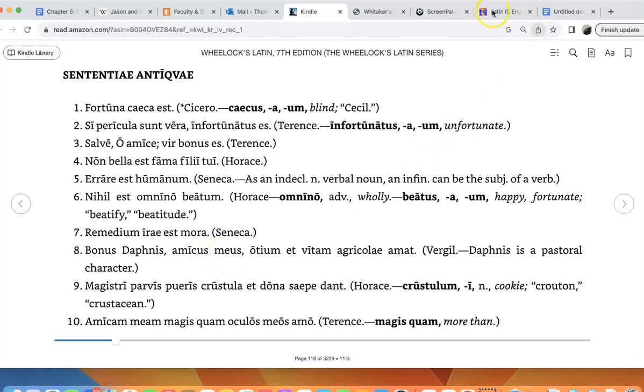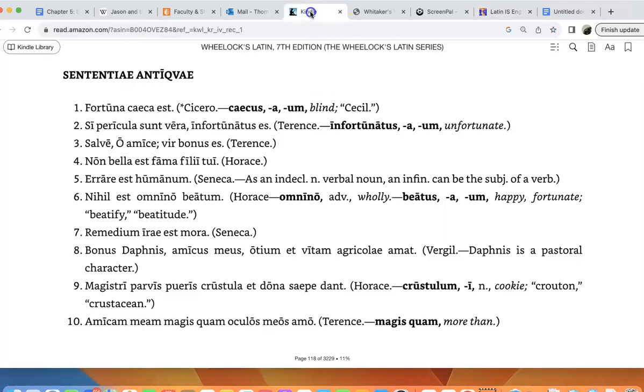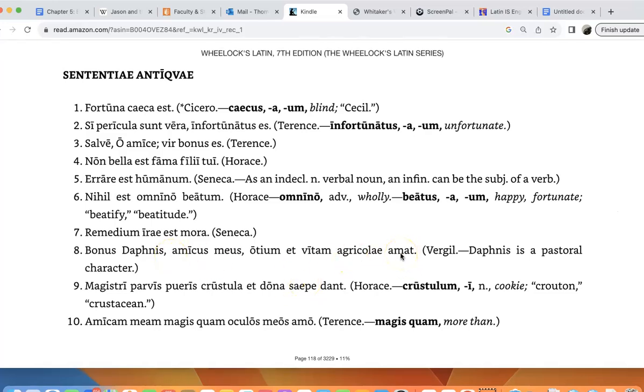We have amicus meos, but then we have vitam and otium. Why? Because those are the direct objects. So otium, leisure, vitam, life, but then we have vitae, of the farmer. So we have to be able to recognize that is in the genitive, hence of the farmer. And then our verb all the way at the end is amat, which agrees with good Daphne.